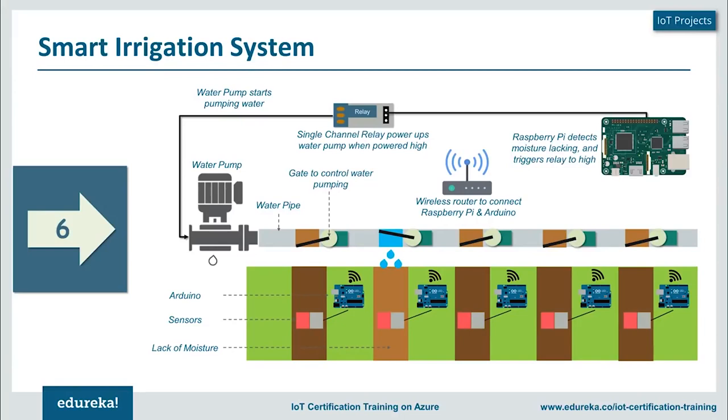Again, all these devices are connected on the same wireless router network, and the Raspberry Pi would identify the lack of moisture and pass a signal to the relay. The relay in turn would initiate the water pump and water would be pumped. Now, in order to ensure that water is not wasted, we would create gate controls, and only the gate where the moisture is less would be open. Once my sensor detects that the moisture level has gone beyond my required level, it would again send another signal to the Raspberry Pi asking it to stop the pump as well.